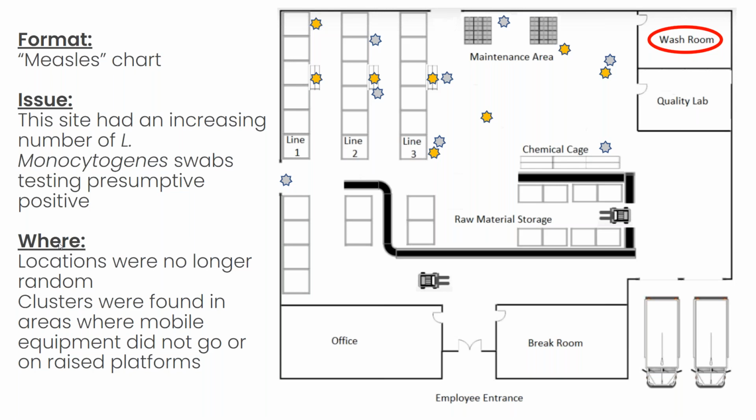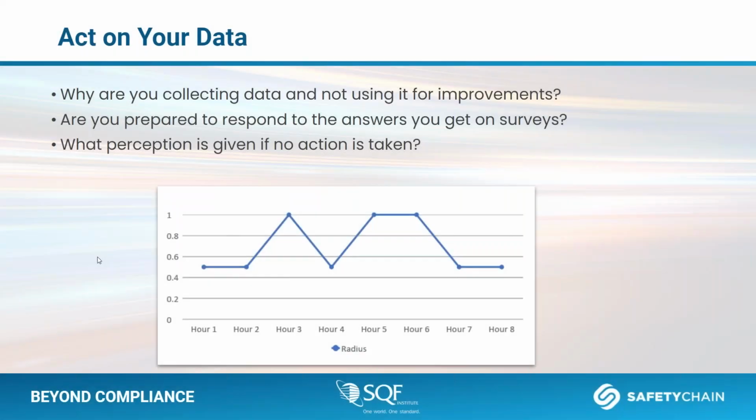And you know what? Immediately we dropped back down to no presumptive positives, or again, that one random occasional presumptive that we saw. So we had identified the root cause, but we didn't identify it till we transformed our data into something useful. And then the last thing I'm going to talk to you about, act on your data.